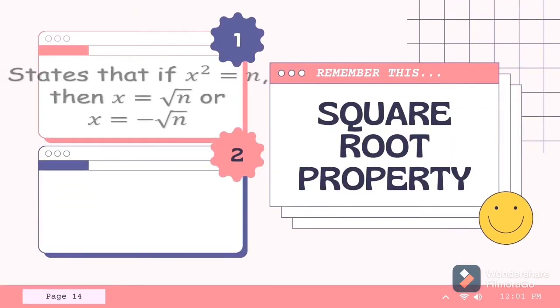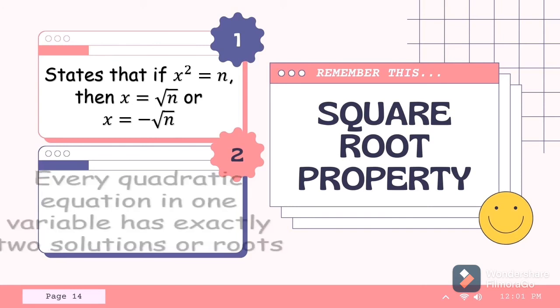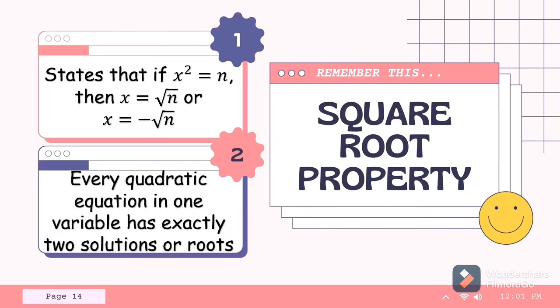So, always remember this. Square root property states that if x squared is equal to n, then x is equal to the square root of n, or x is equal to negative square root of n. And remember this one. Every quadratic equation in one variable has exactly 2 solutions or roots.